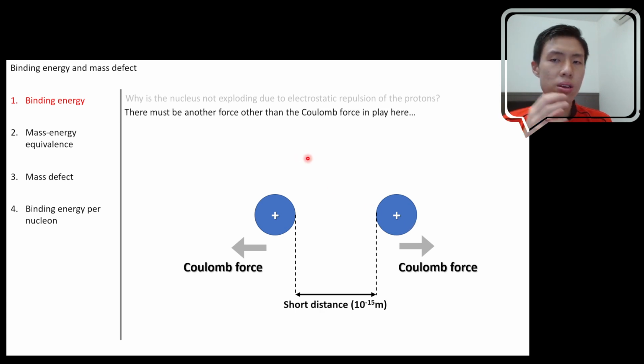So that by itself cannot explain why we are able to form a nucleus. To form a nucleus, we need something to glue them together. We need a much stronger attraction that can overcome the repulsion due to this Coulomb force. So now we are going to fill in the missing puzzle piece by saying that there must be another force other than the Coulomb force in play here. There's something more to the electromagnetic force that I've been studying in the earlier semester. There's another force in play over here.